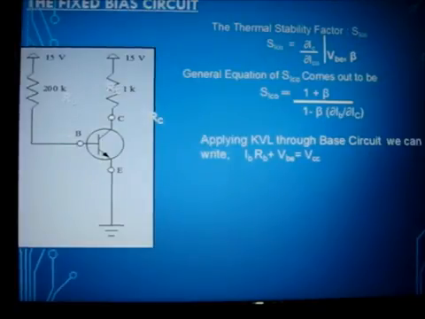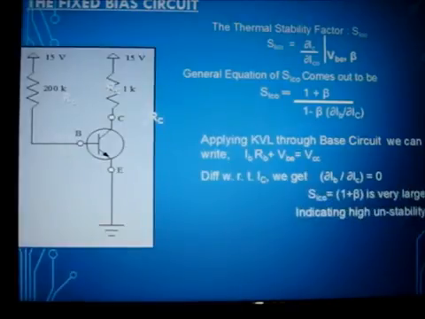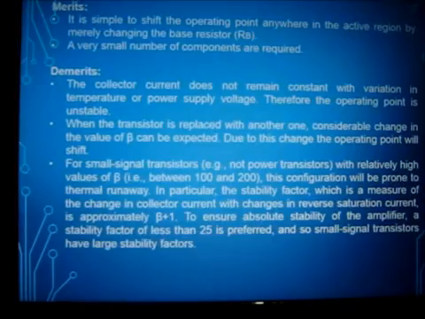Using KVL at this stage is very easy for you, I guess, because we have read it in the first DC circuits part. Now differentiating with respect to IC, we get the thermal stability factor. In this case, it is very large, indicating high instability. When the value of this factor increases, it means the circuit is more affected by changes in the temperature of the environment. Now what are the advantages and disadvantages of this fixed bias circuit?